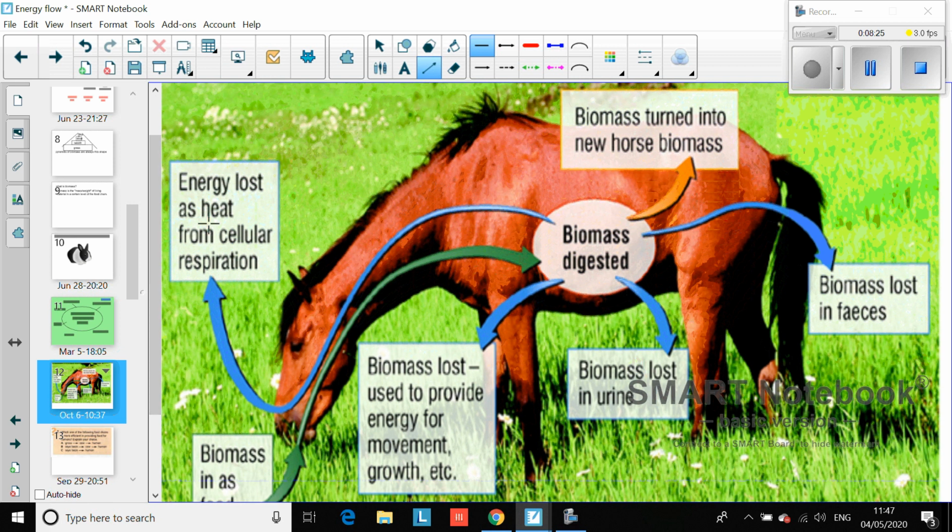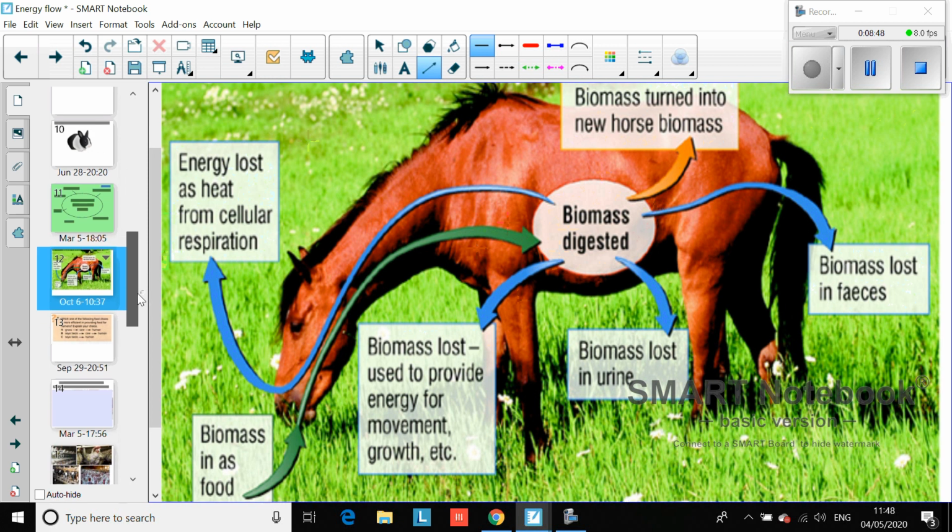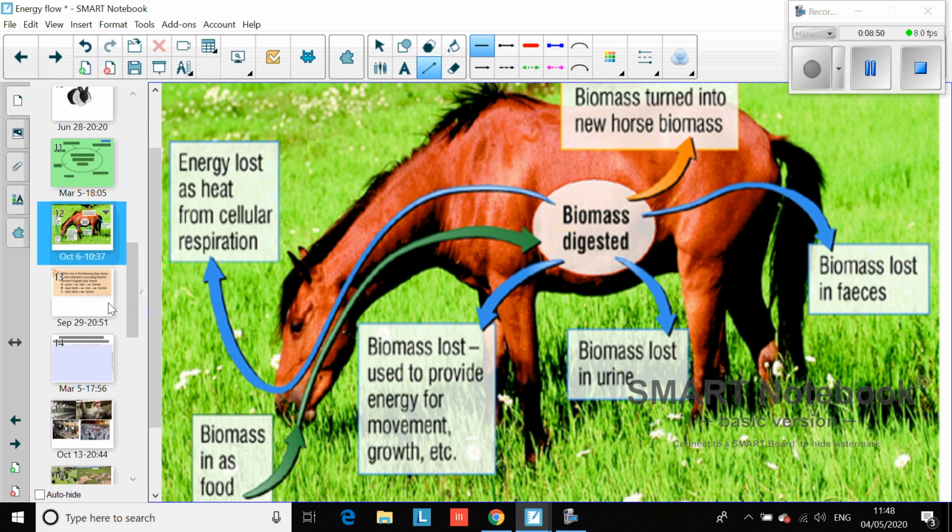So energy lost as heat from respiration, biomass can be turned into new growth, but some biomass is lost as wee, lost as poo or feces, as we call it in science, lost to movement or growth. So we can see all these different ways in which animals lose their biomass.